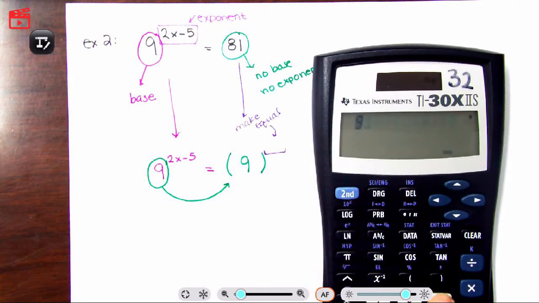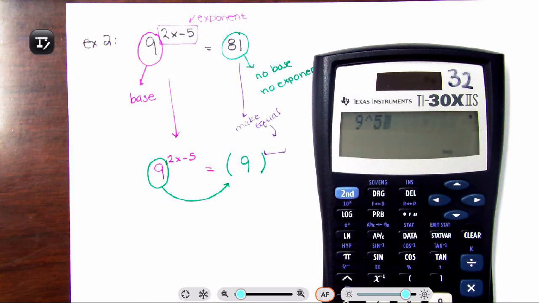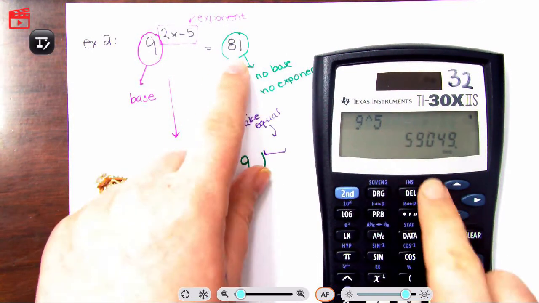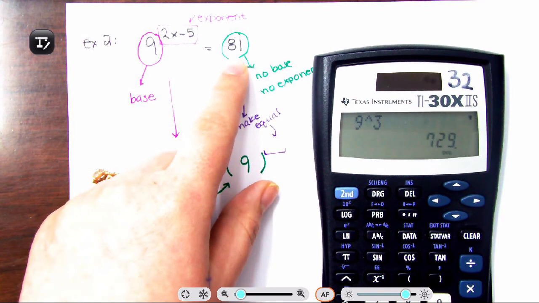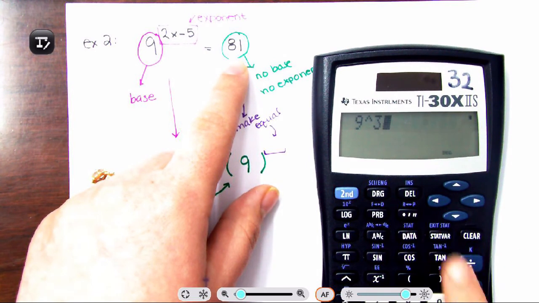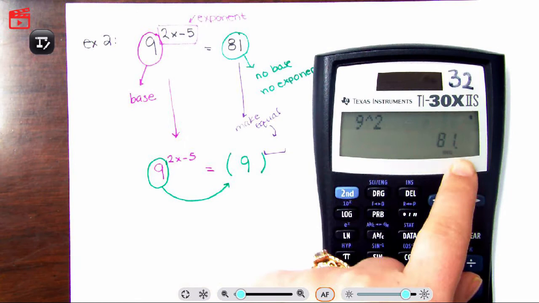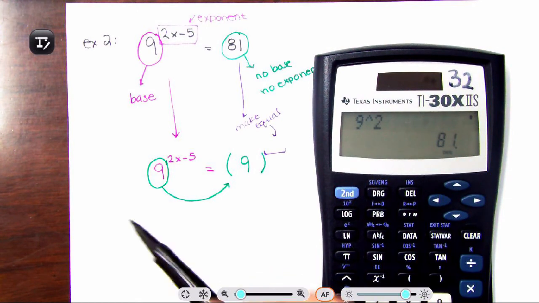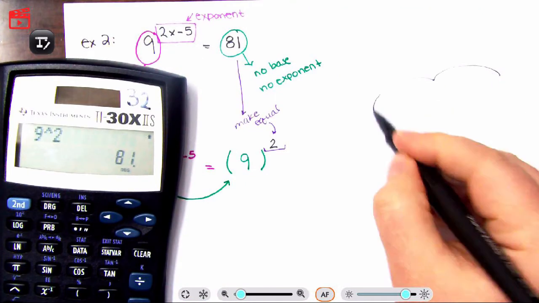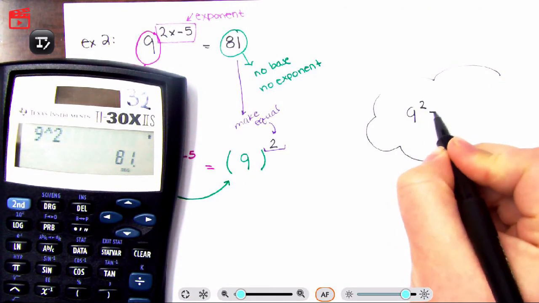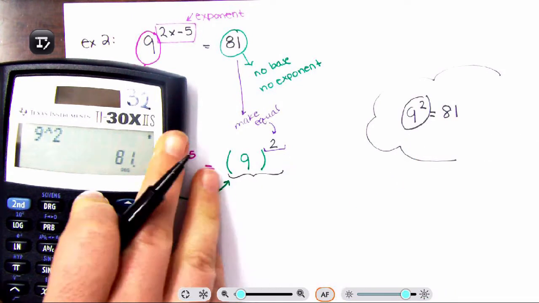So we have to figure out 9 to what power. Let's try 5. We want this number to be 81, so this is not true. We need something smaller. Let's do 3. Still too big. Let's do 2. And 9 to the second power is 81. So right here, I'm going to put a 2, because 9 squared is 81. So I'm going to write 9 squared here.